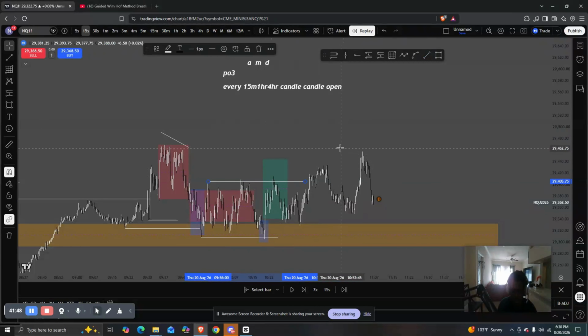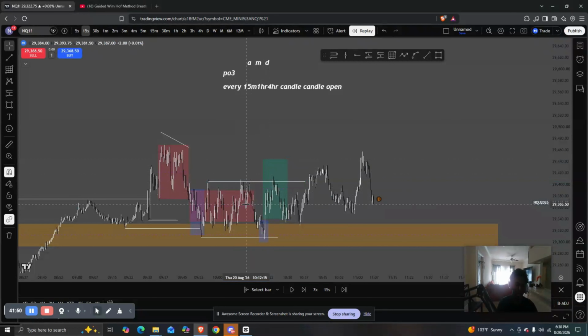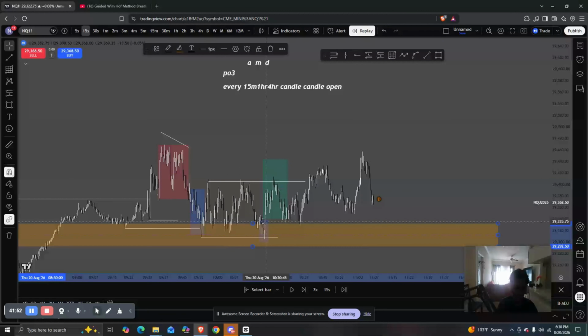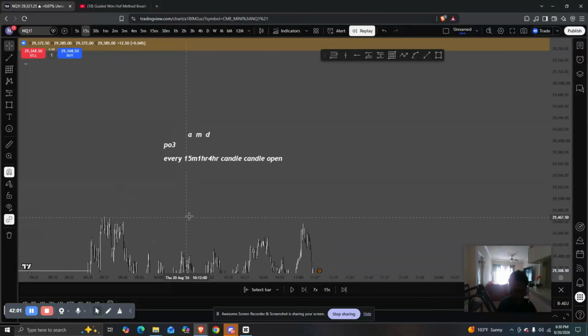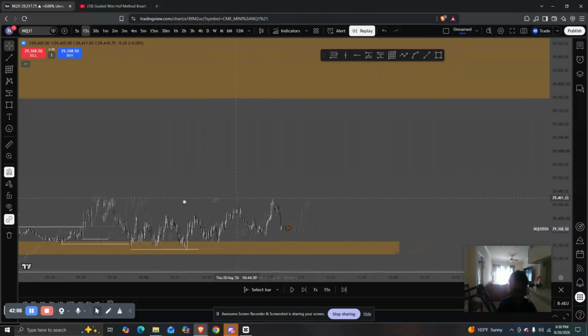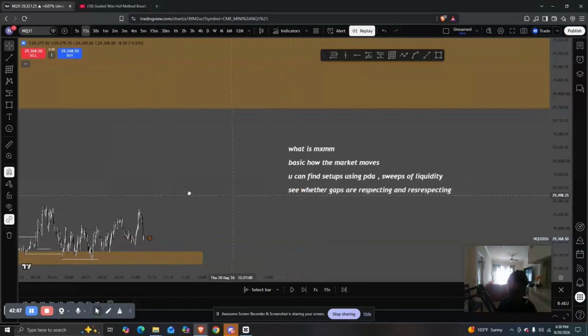That's pretty much it. You can use AMD and PO3 together like that, obviously seeing whenever it opens, the open ranges, but I'll talk about that in a different video. It's a little bit more complex. It's obviously not just that simple, but yeah.